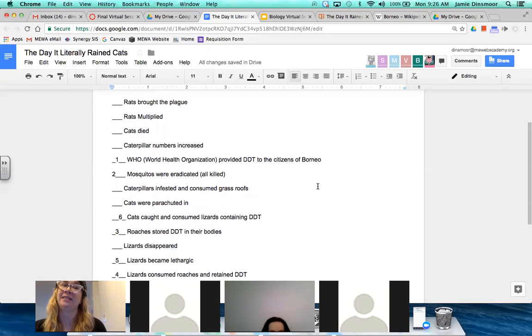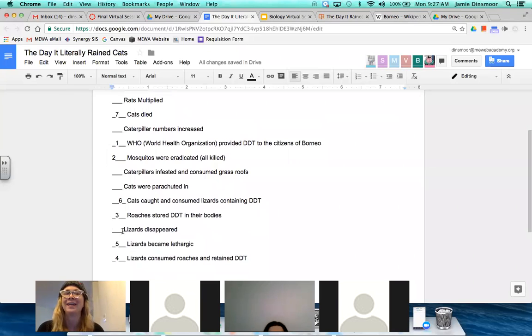And then what's going to happen to the cats? They're going to die, right? The cats die. And while the cats are dying, the lizards are disappearing, right? Because some of the lizards are probably dying from the DDT. The rest of the lizards are getting eaten by the cats because they're so slow that it's easy, right? The cat just goes, eats them. They don't have to try, because the lizard is sick and dying. All right, so lizards are gone, cats are dying, right?